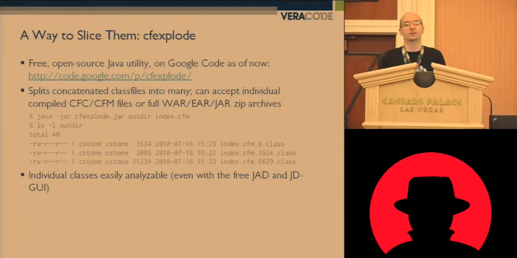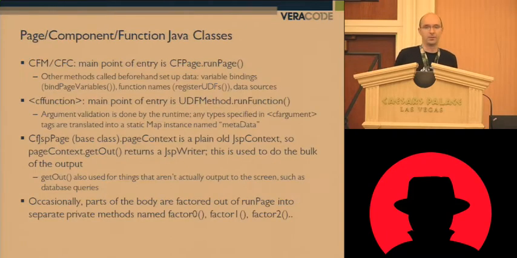So if you run across files that have been precompiled with cfcompile.bat or .sh, you can use this tool to go through and generate individual files, which you can then load into either Pro or anything you'd like, or JAD or JD-GUI, and use that.